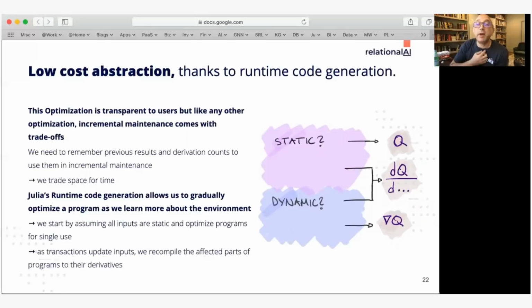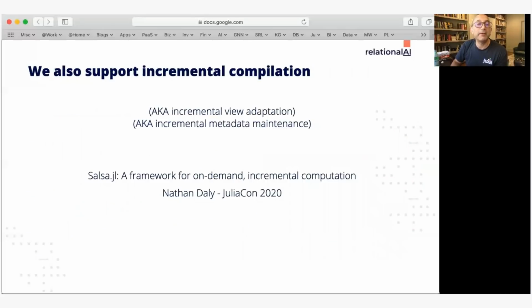So we start off by assuming that all inputs are static, unchanging, and optimize the program for sort of single use. But as transactions come in and start to update the inputs, we recompile the affected program fragments to their derivatives and then start keeping track of the counts in order to do efficient incremental maintenance. Okay. We also support incremental compilation, also known as incremental view adaptation or incremental metadata maintenance.